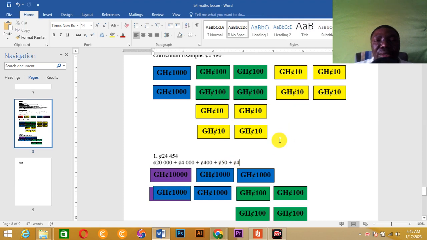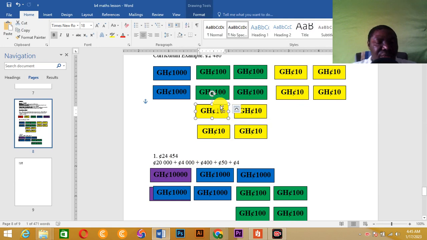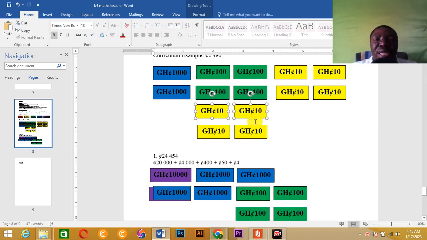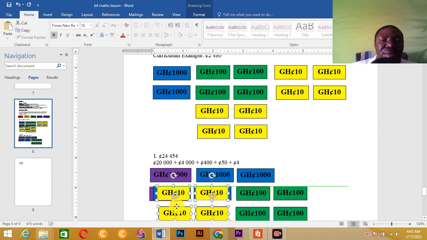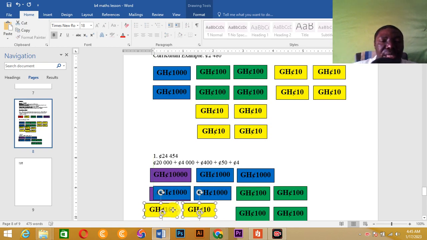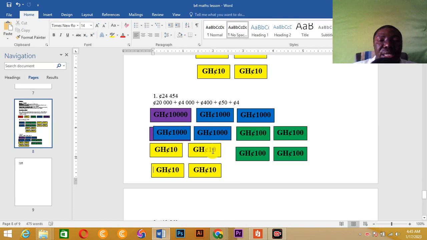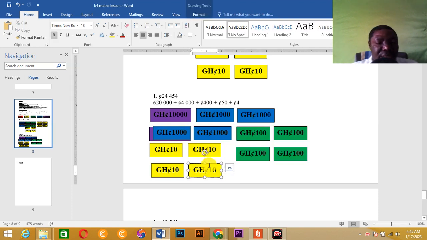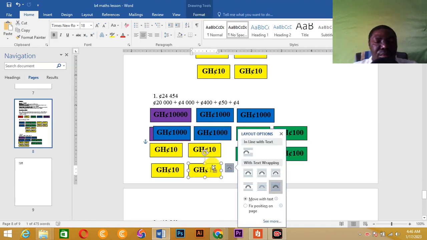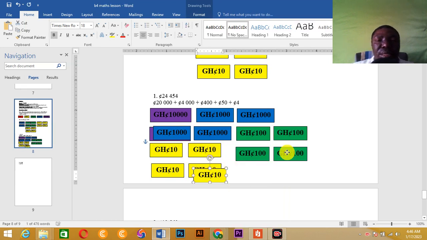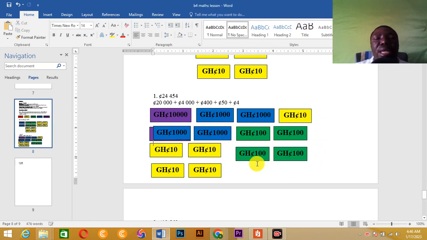Then you have 50. How many 10 cedi do you need? You need 5 of the 10 cedi. So let's go for the 5. So I have to create another one of the 10 cedi. Create another one of the 10 cedi. Okay, so that's what you see there.